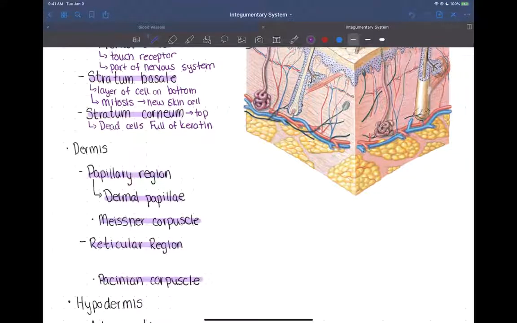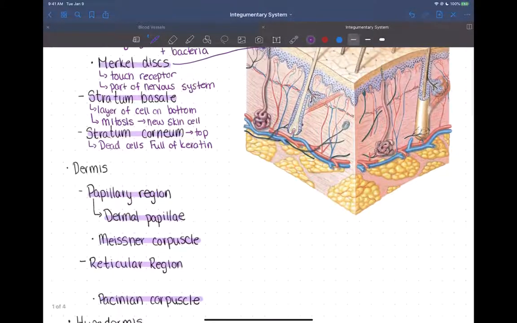Between the stratum basale and the stratum corneum, there are many other layers. We're not going to go into them. There's the stratum spinosum, the stratum lucidum, the stratum granulosum. But you only need to know the top and the bottom layers and why they're important for your exam. So that's our epidermis, our top layer of the skin.